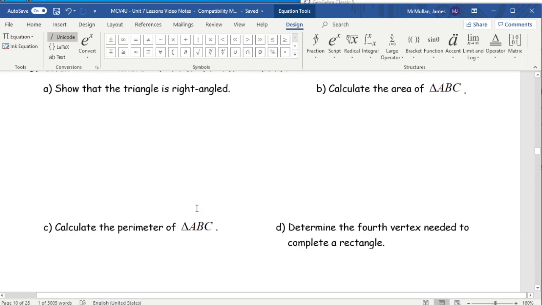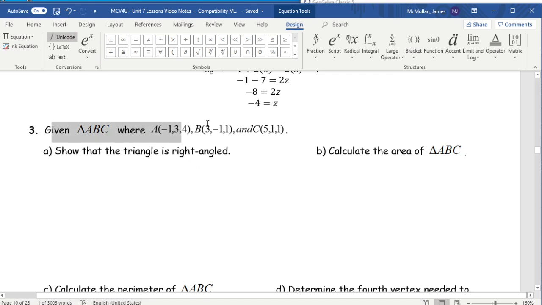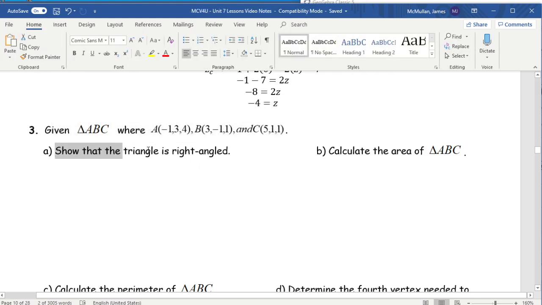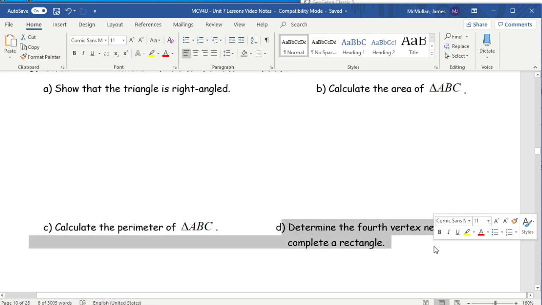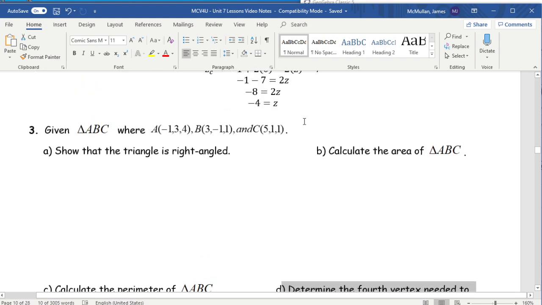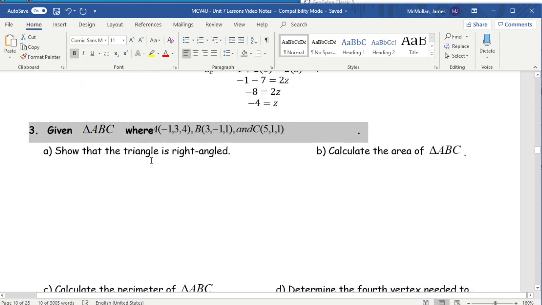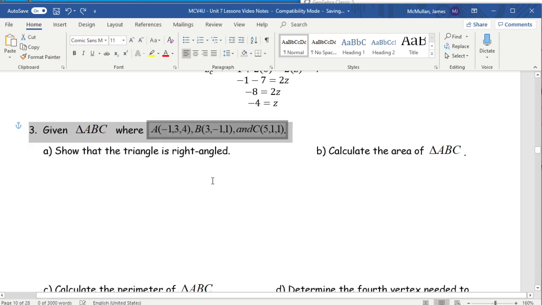All right. Given triangle ABC, show that the triangle is right-angled. Calculate its area, calculate the perimeter, and then determine the fourth vertex needed to complete a rectangle. It's a really good question. Really, really good visualization question.